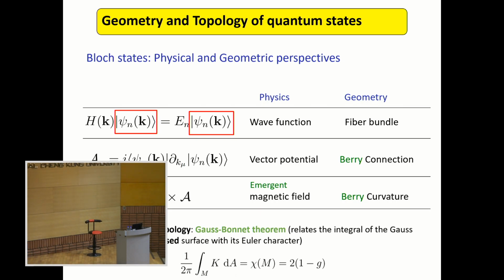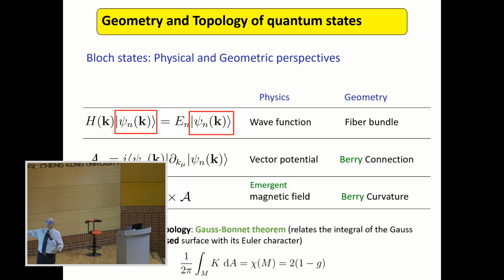Then you get the gradient in momentum of the wave function in momentum space. So you get the expectation value here, and this is the vector potential. So you get the wave function, the gradient, expectation value, vector potential, and then from here you get the curl, and you get the emerging magnetic field from this wave function. In geometric terminology, these are called fiber bundles, this is a Berry connection, Berry curvature, but in physics it's a wave function, vector potential, magnetic field.